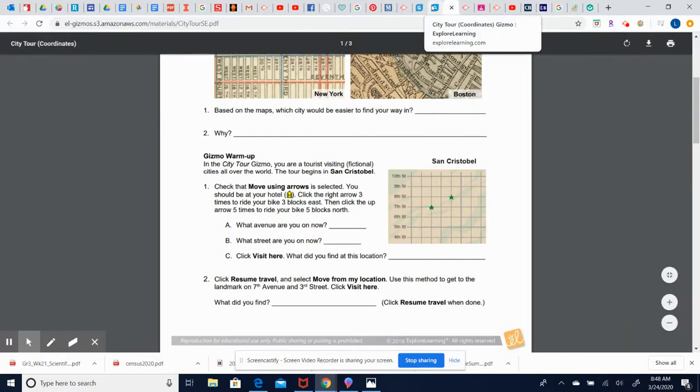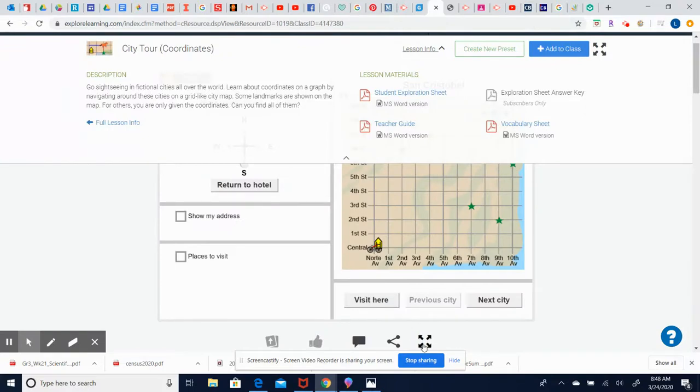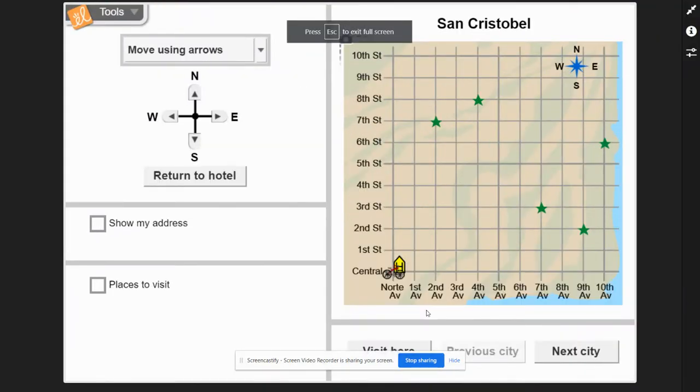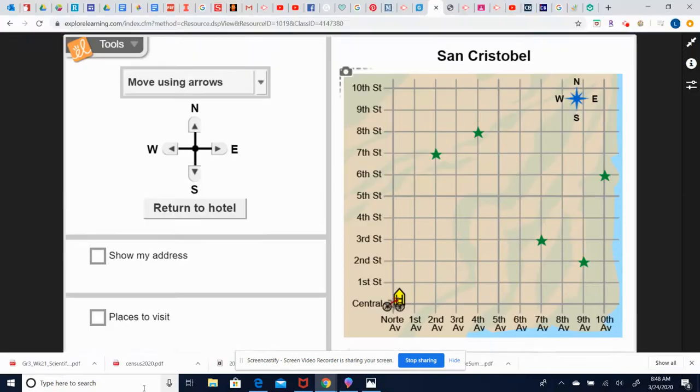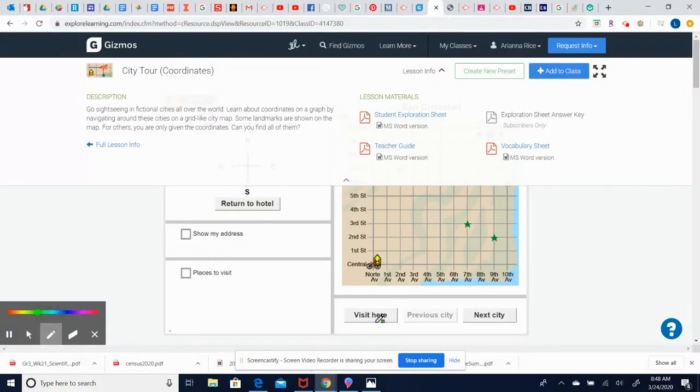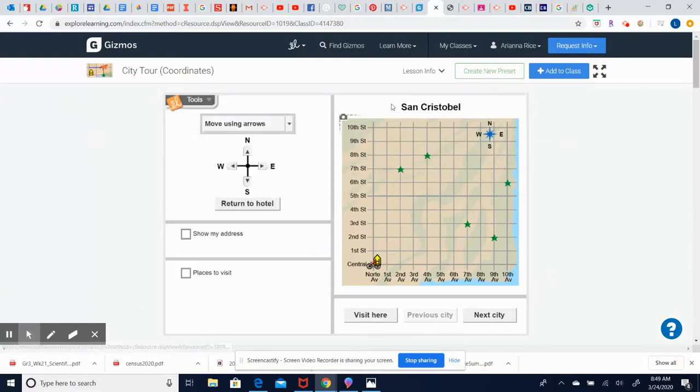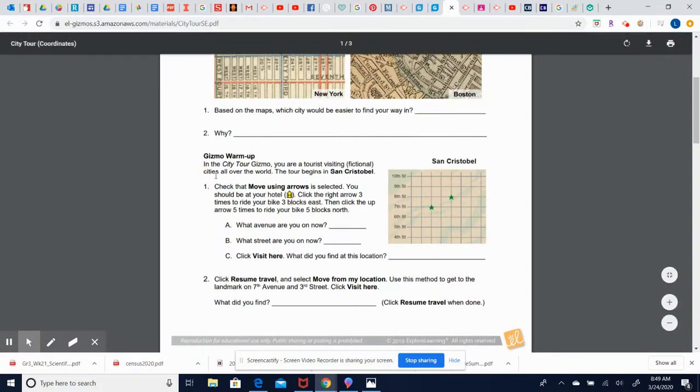So we're going to come over to here, and I'll make this full screen. And remember, your bottom is the x-axis, and along the side is the y-axis. For your coordinates, you're always going to crawl before you can walk, okay? So let's label that. We're going to say x over here and y over here. Then let's go back over to our sheet to see what it wants us to do.